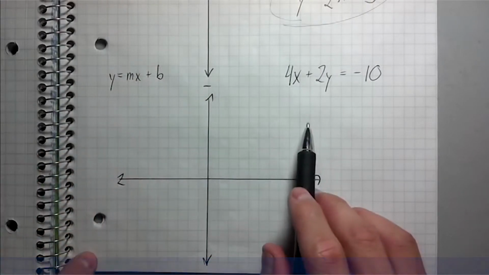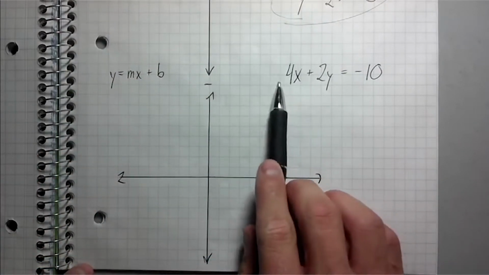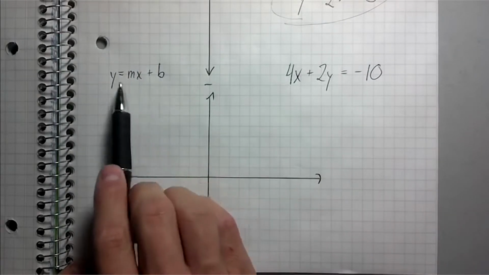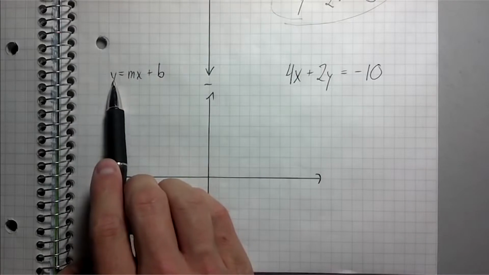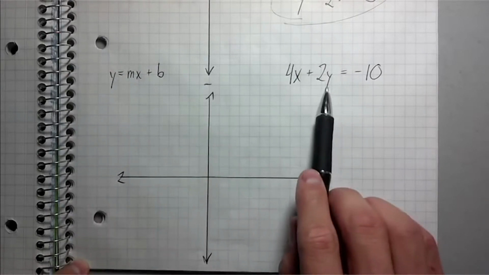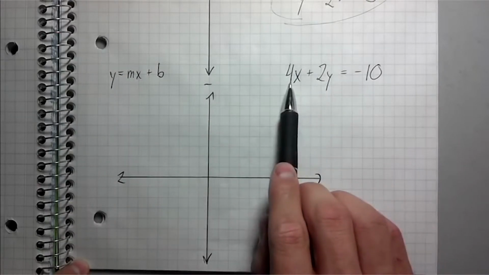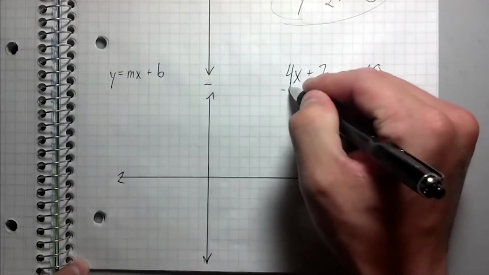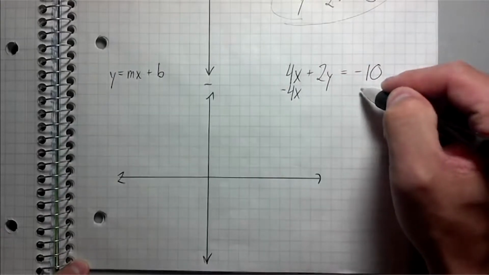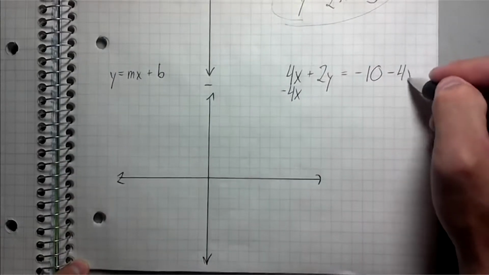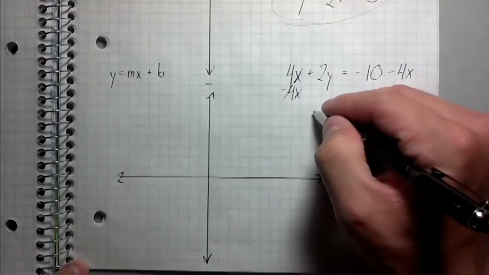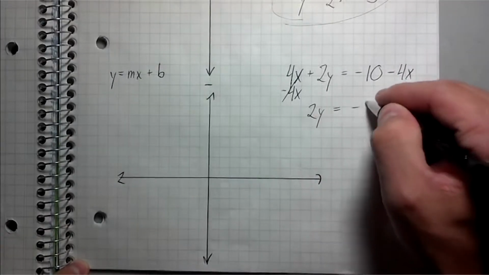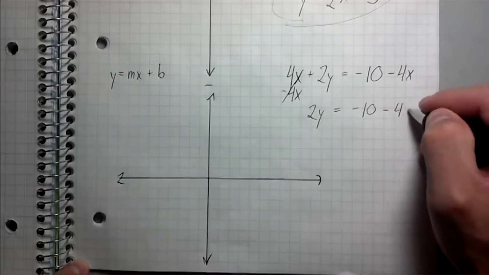Okay, so what's the first step here to get this into slope-intercept form? Notice, what we're basically trying to do is just get y by itself. We're trying to essentially solve for y. So, in order to get y by itself, I need to get rid of this 4x. So I'm going to subtract it from both sides. This crosses off, so my new equation simply looks like 2y equals -10 minus 4x.